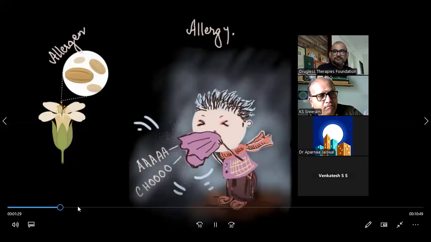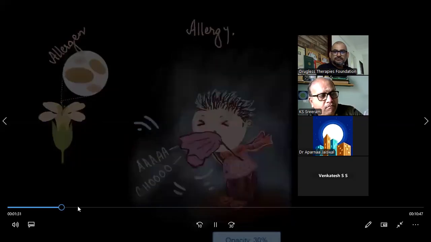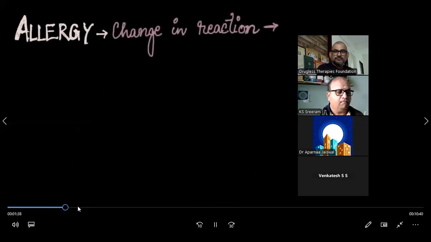Let's find out. Let's begin by talking about the word allergy. Allergy comes from a Greek word which means change in reaction. Now, what reaction is it talking about? It is talking about the body's immune cells' reaction. The immune cells somehow tend to become oversensitive towards non-harmful substances. And that reaction of our immune cells towards non-harmful substances causes an allergy.